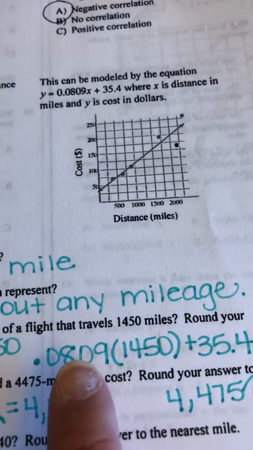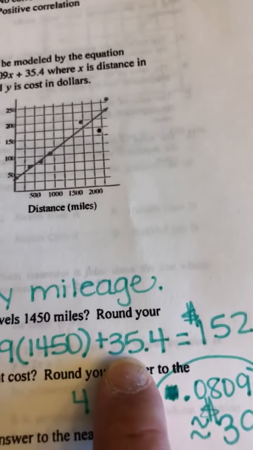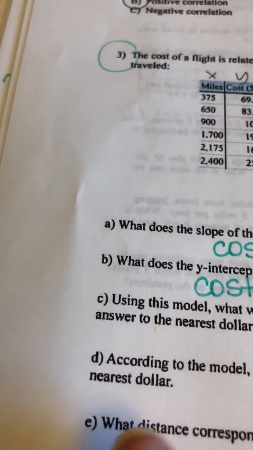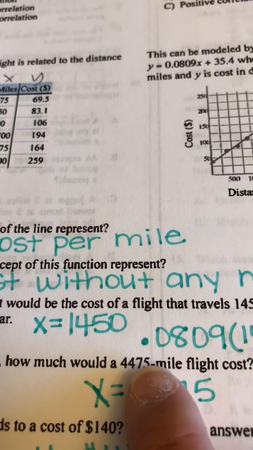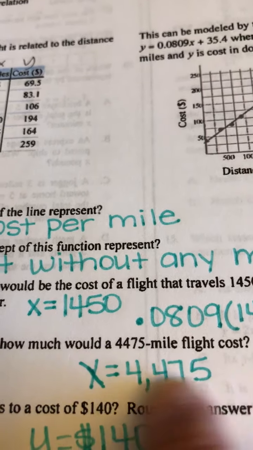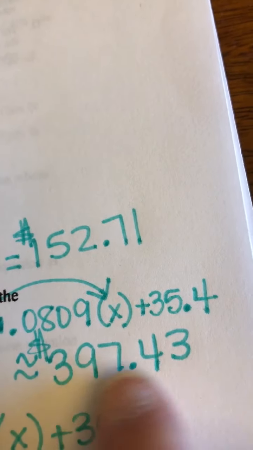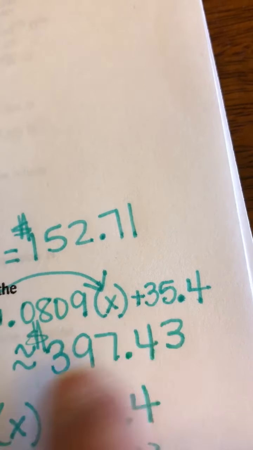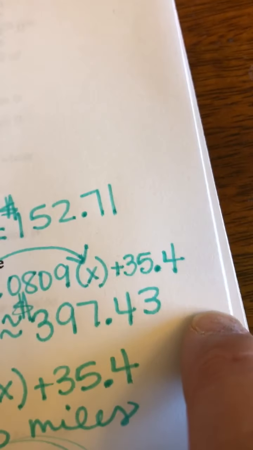And you would do, please excuse my dear Aunt Sally. So you would multiply these guys first and then add back the 35.4. Same thing for D. It asks you for the cost when X was 4,475. So you will plug that in as your X value. And then it asks to the nearest dollar. So in dollars, that would be 397 if you rounded to the nearest whole dollar. But I was just trying to make it money.